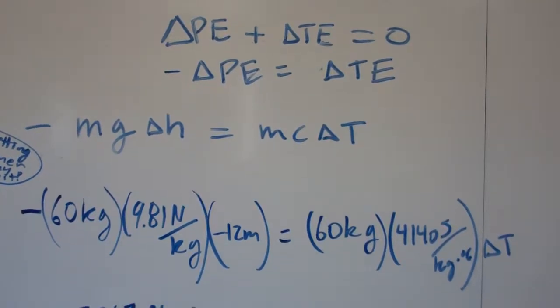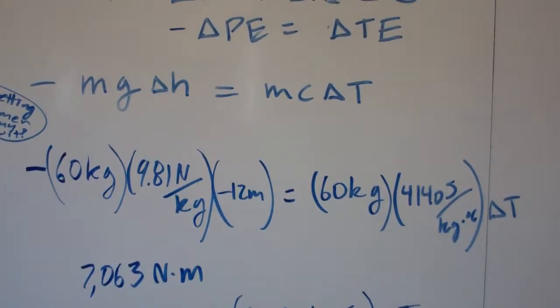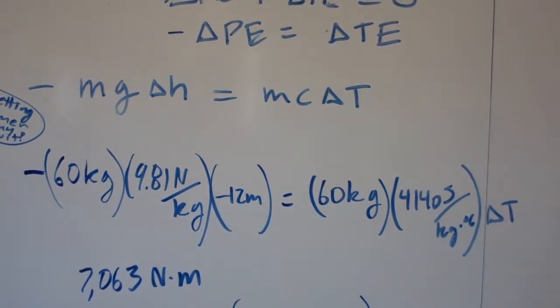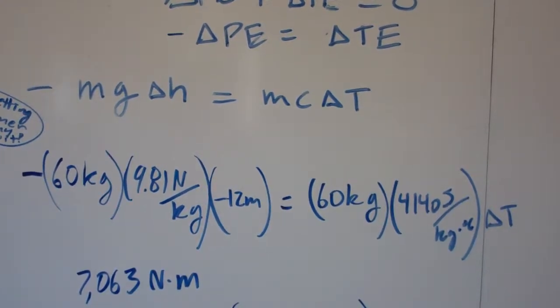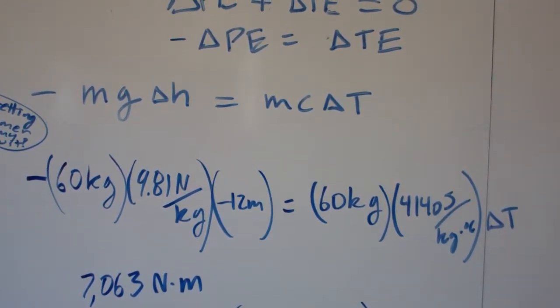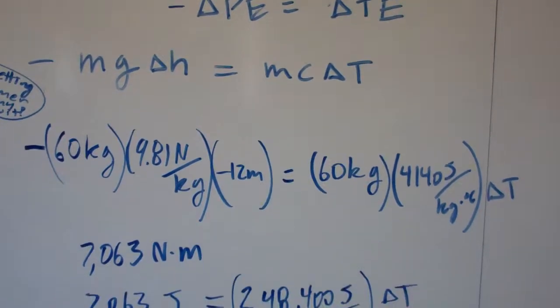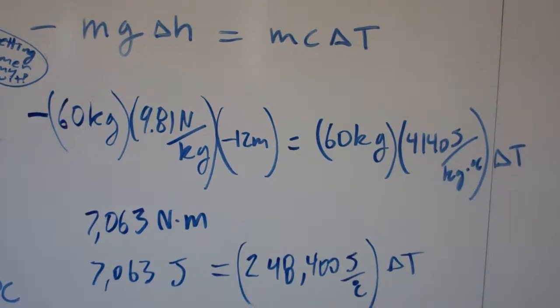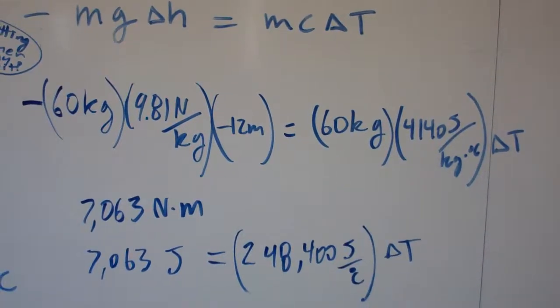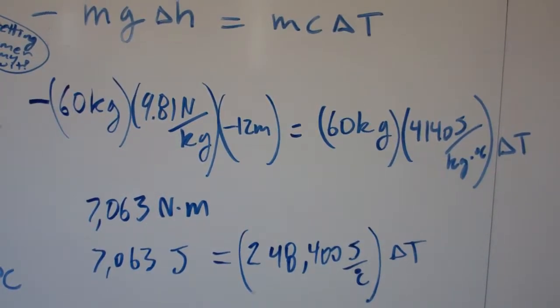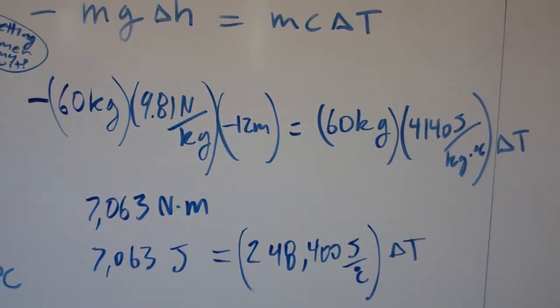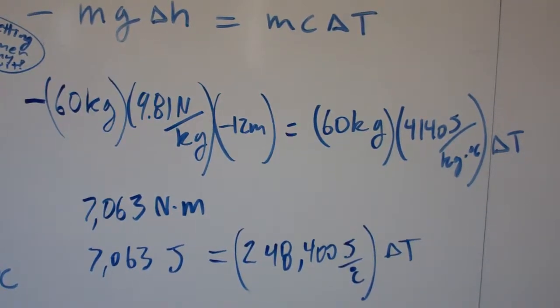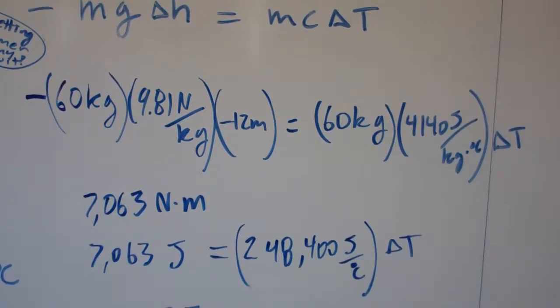So you do some math, and you end up with 7,063 newton meters on the left. And a newton meter is also known as a what? That's right, kids, a joule. So it's 7,063 joules. On the right, 60 times 4140 is 248,400 joules per degree Celsius times change in temperature.